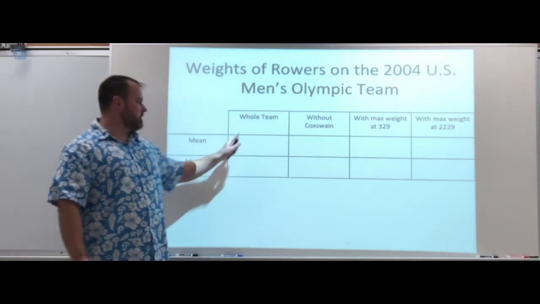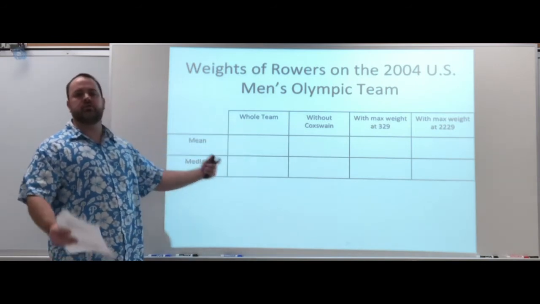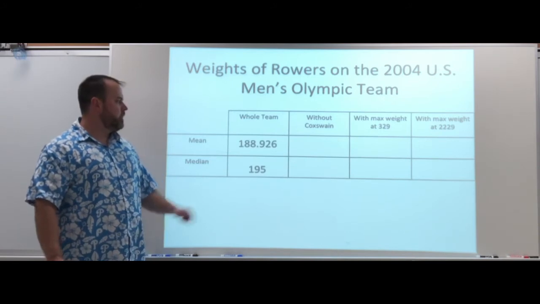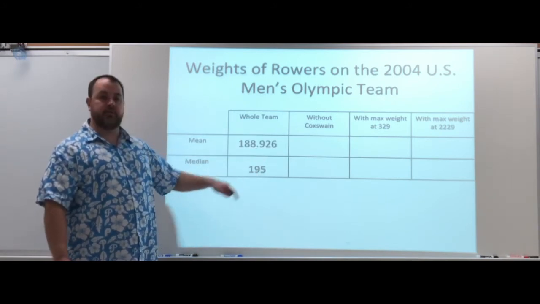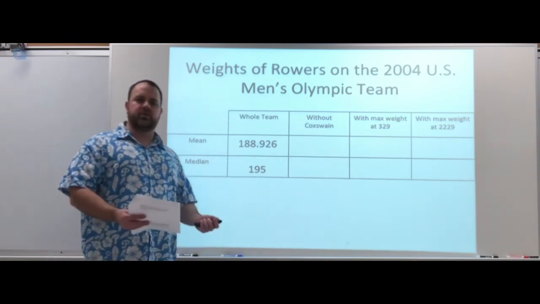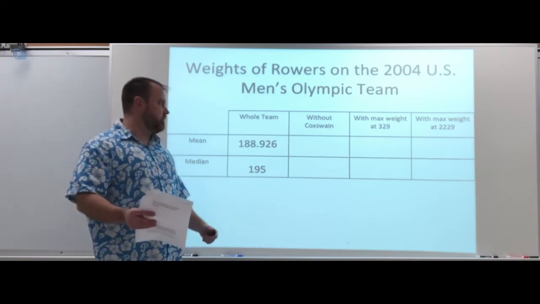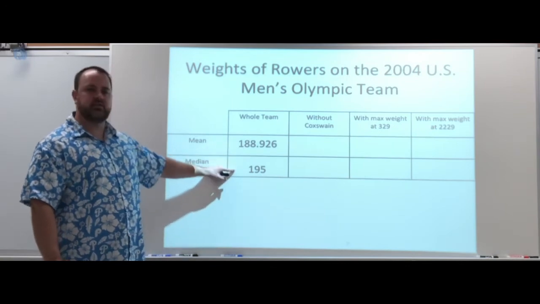Okay, so let's look at these mean and medians. If we found the mean and median of just the whole team, everyone who's on the roster, 188.926 compared to 195 for the median. Again, it's kind of hard to say are they close to each other or not without actually seeing a dot plot of where all these values fall, how far away they are from each other. But let's just say this is our starting point.